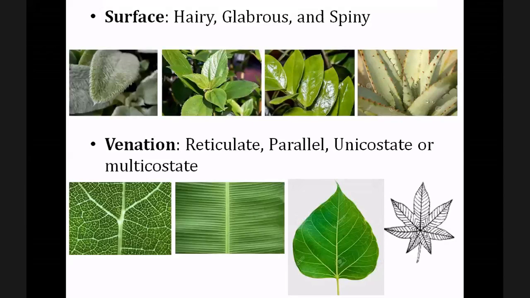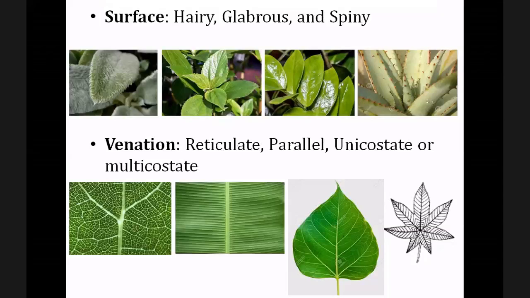The next category is the surface texture of the leaves. We can describe the plant based on the surface texture. Some leaves have hairy structures. Glabrous means smooth: smooth leaves without hairs we call glabrous. Some leaves are waxy, as in the third picture. And in the fourth one, some leaves have spines.